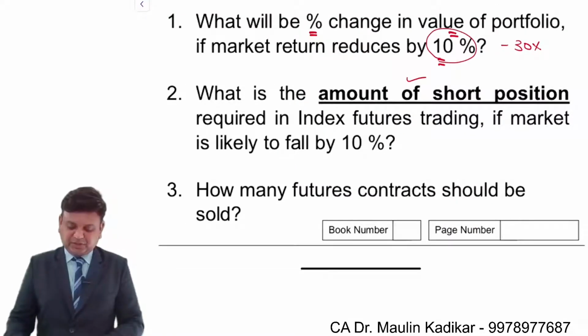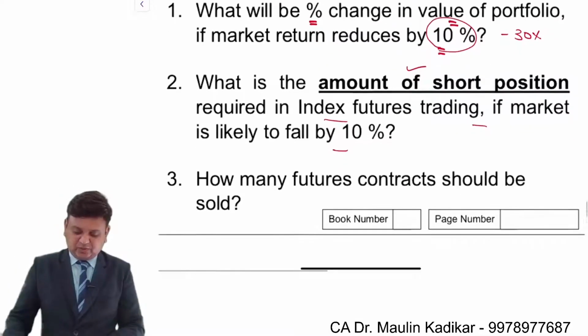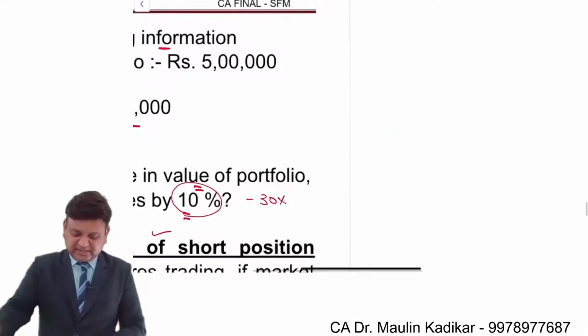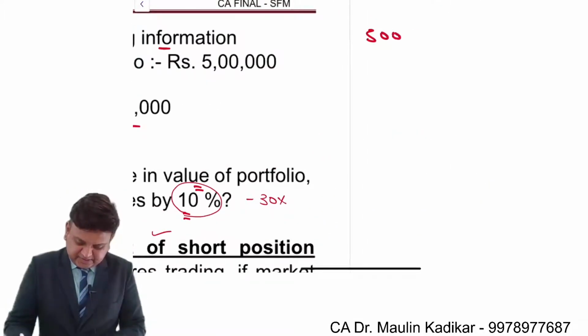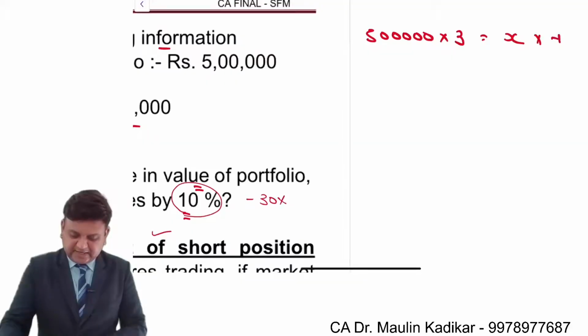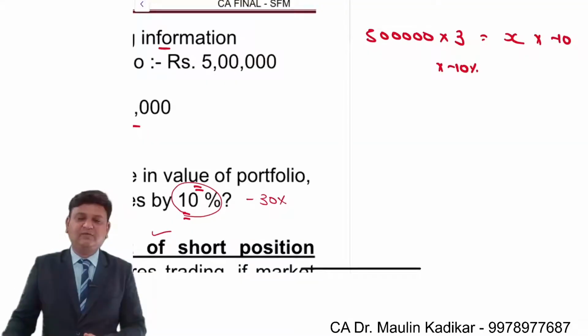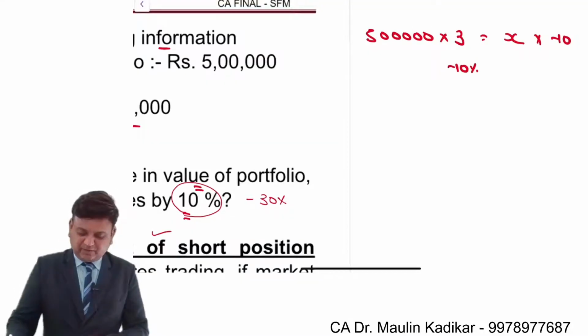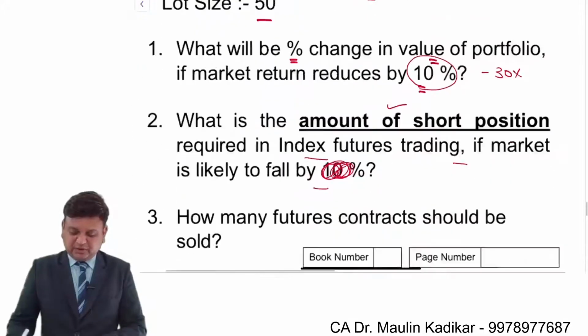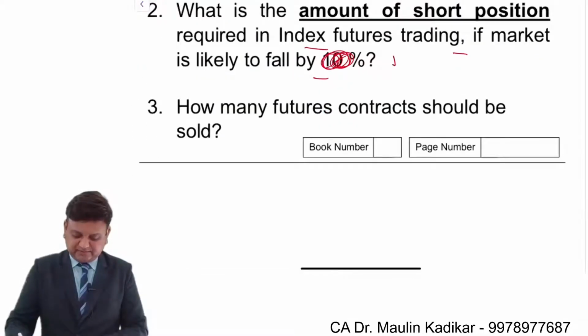What is the amount of the short position required in the index futures trading? In index futures trading, if the market is expected to fall by any percentage, the answer is like this: 5 lakhs into 3 is equal to X. Simple, because negative 10%, negative 10% is always going to remain the same. So you may write it, you may not write it. The X will be calculated as 15 lakhs. So the amount of the short position required is 15 lakhs.